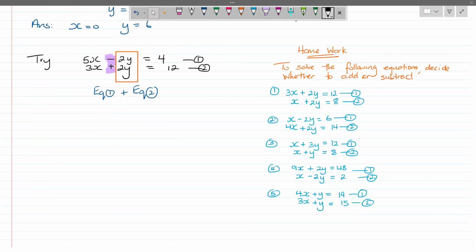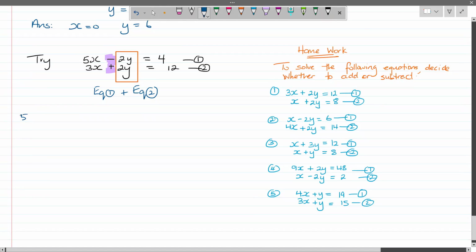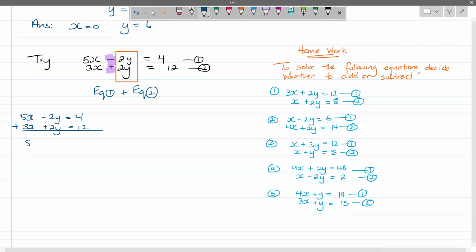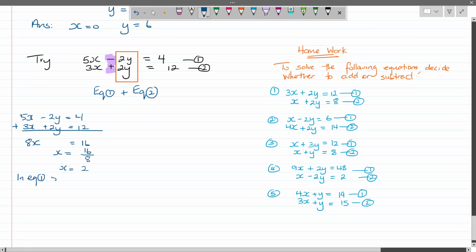All right, so let's take a look at this one here. We say we have to add these two equations. So I am doing 5x minus 2y is equal to 4, and we add to this 3x plus 2y is equal to 12. 5x plus 3x will give me 8x. We know we'll get 0 there. 4 and 12 going to give us 16. So that means x is going to be 16 over 8. X will be 2.